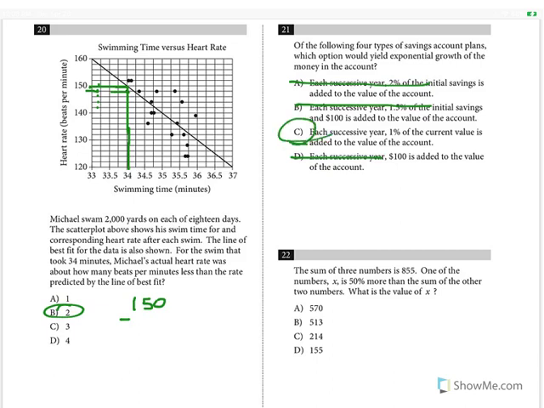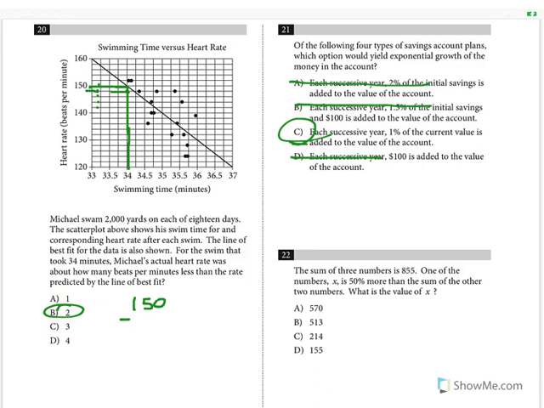And C is the correct answer, because now we're saying we're going to start with an amount. It has interest, and at the end of the year, 1% of that current value is added. And then the next year, 1% of the current value. So we're continuing to add to what is the current value. That is exponential growth.